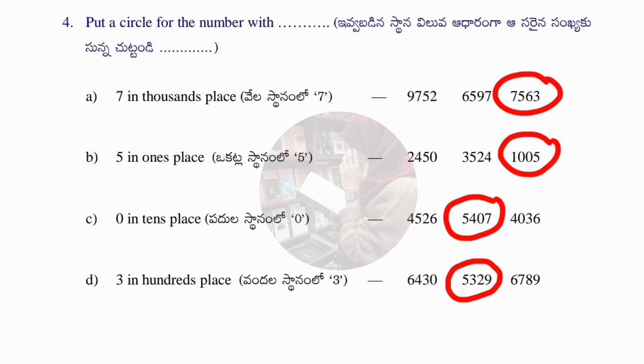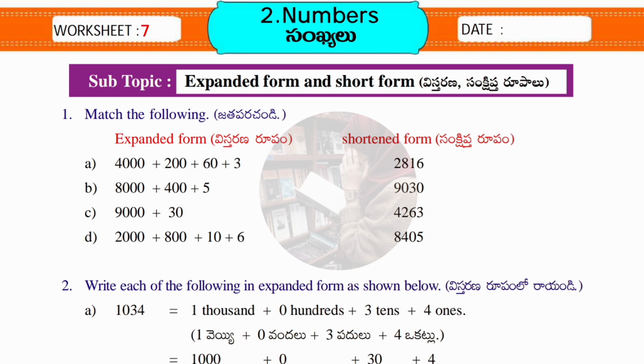Let's move on to the next worksheet, that is worksheet number 7. So here the subtopic is expanded form and short form. Okay, so first Roman is match the following. Here one column is expanded form and another column is short form. Expanded form means we just expand the given numbers by applying zeros. Short form is the exact number, means the entire number.